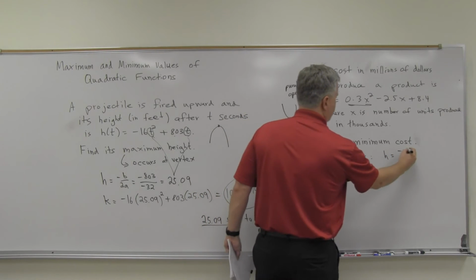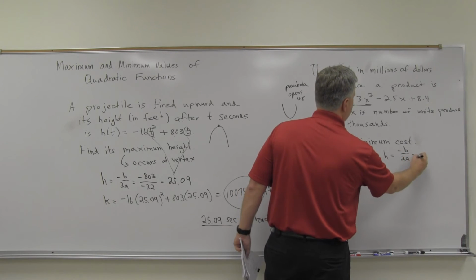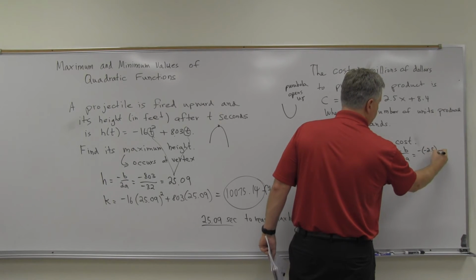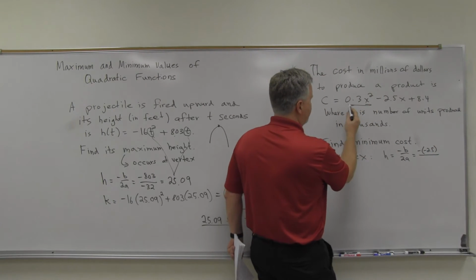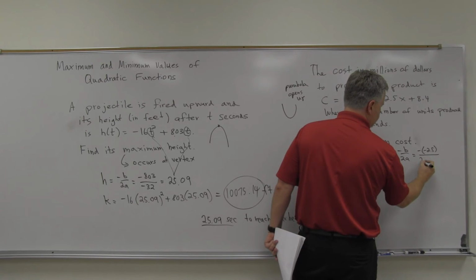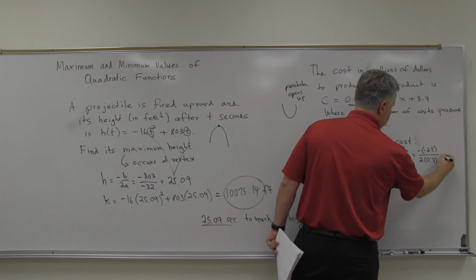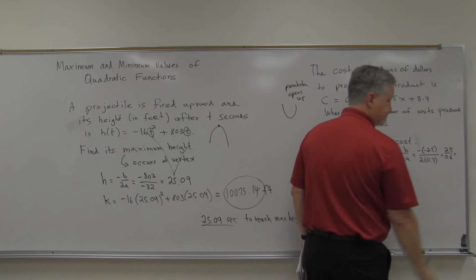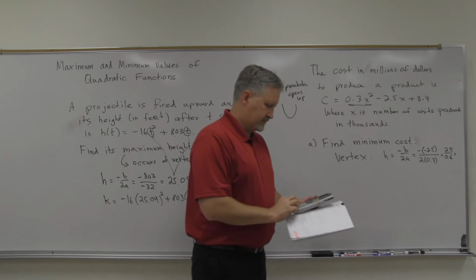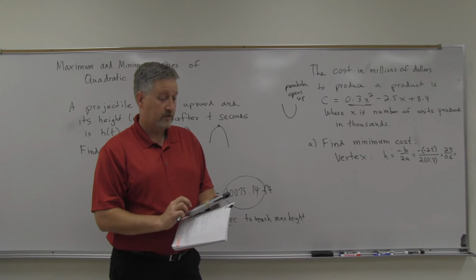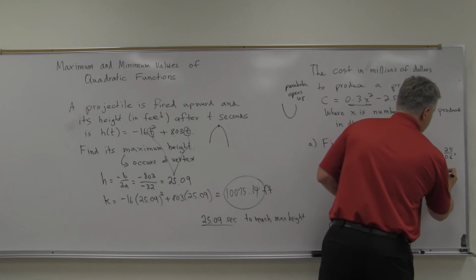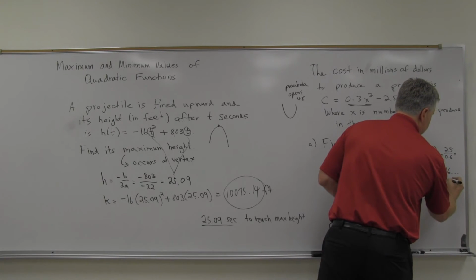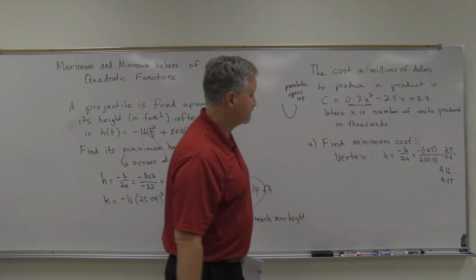So for the vertex, we've got negative b over 2a for the h, so that'd be negative negative 2.5, positive 2.5, divided by 2 times 0.3, so that'd be 0.6. So 2.5 divided by 0.6. And let's see, that's going to be 4.16 repeating infinitely. So let's just say that's 4.17. That should give us the h.